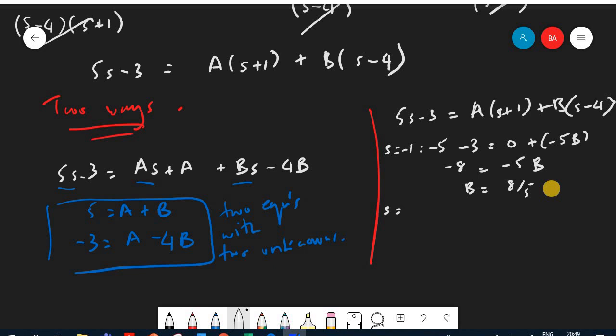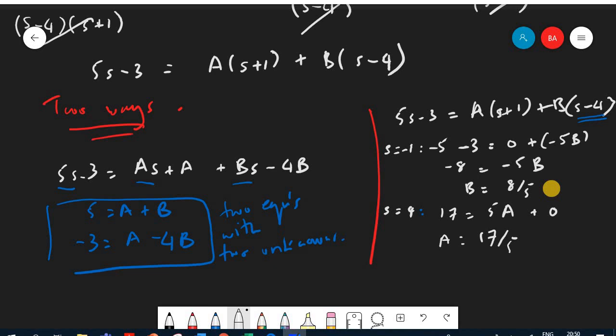And similarly, if I say s is equal to 4. And why did I say 4? Because I know that here it says s minus 4. So if I put s equal to 4, this will be 0. So if s is equal to 4, my term will be 5 into 4 minus 3, which is 17, is equal to 4 plus 1 is 5 into a, so it's 5a, plus 0, the other term here, because 4 minus 4, and then a is equal to 17 over 5. So now I got my answer for a and b.